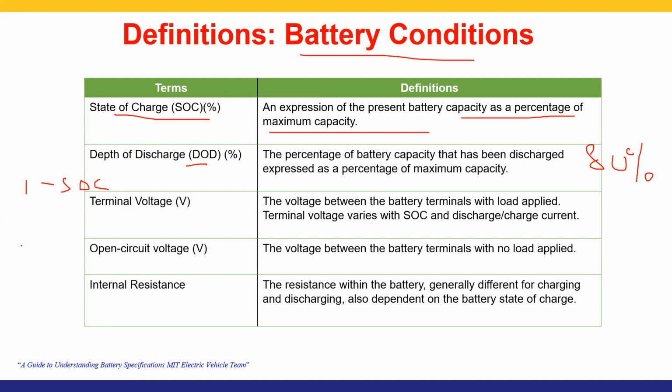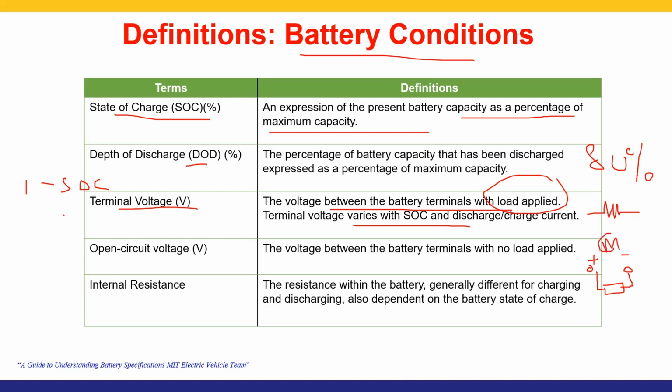And then we have terminal voltage. The terminal voltage is defined as the voltage between the battery terminals with load applied. And then we have the open circuit voltage, which is the voltage between the battery terminals with no load applied. If there's no load applied, there will not be IR drops. So that's the difference between the terminal voltage and open circuit voltage. You can use a multimeter to measure across the battery terminals and you can get the open circuit voltage.